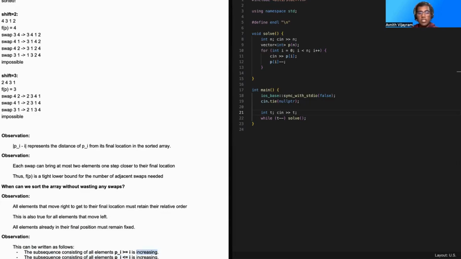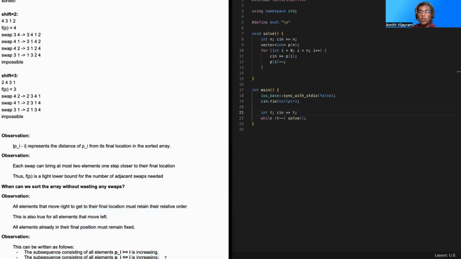What it means for these sequences to be increasing is that they are in the correct relative order with respect to their final locations. If the sequence was not increasing, that means there's an inversion where one of the elements has to move farther and overtake another element to reach the final position, which again is not allowed because we don't want to waste any swaps. Therefore, these two conditions describe the condition in the previous observation. So these two are equivalent, but this one is easier to work with, as we'll see later.